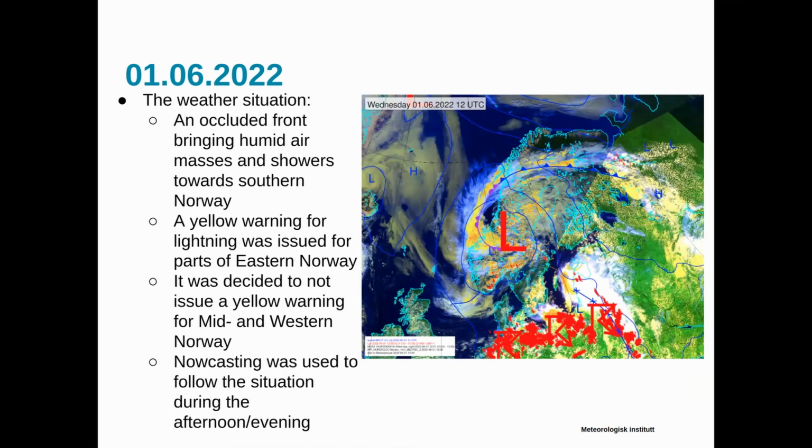And then I think I have time for one more weather case. This is actually from 2 days ago when I was on the shift as a general forecaster. There was an occluded front bringing humid air masses and showers towards southern Norway. And it was decided to issue a yellow warning for lightning for eastern Norway, but it was decided not to issue for my areas, which is the mid and western parts.